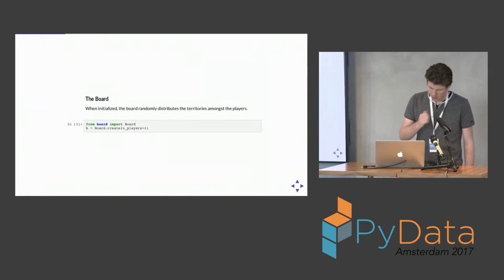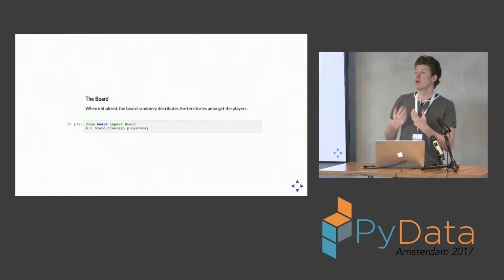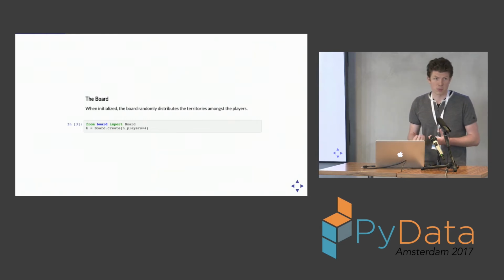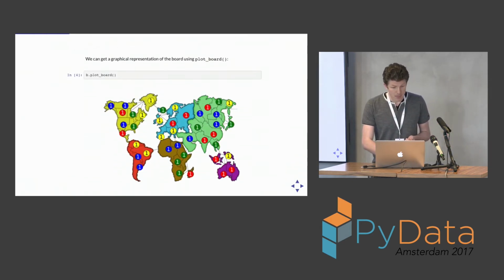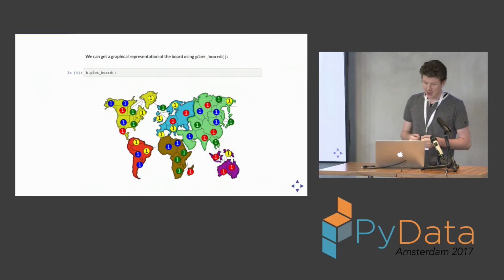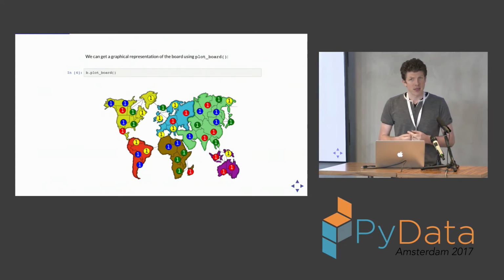First, let's have a look at the board. Immediately when initialized, we have to tell it how many players there are, and then it randomly distributes the territories amongst the players. So for example, if I say B is board.create, number of players is 4, then I get a board for 4 players. Then I can plot the board using a method called plot board, very easy, and then it will show you exactly what the state of the game is, just like this. And like I said, the regions have already been distributed among the players, and 1 army has been placed on every territory.